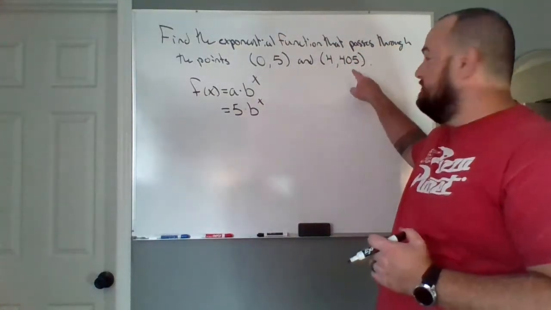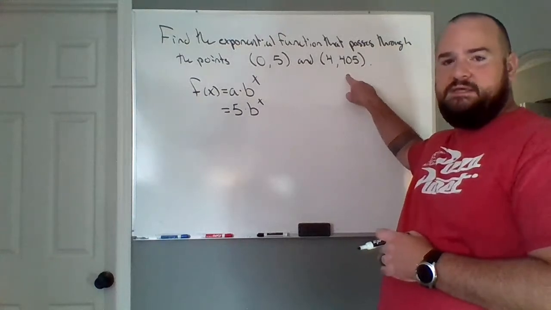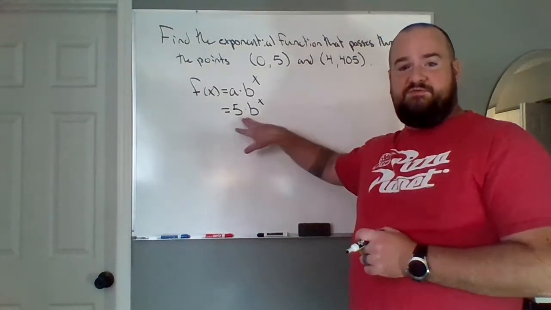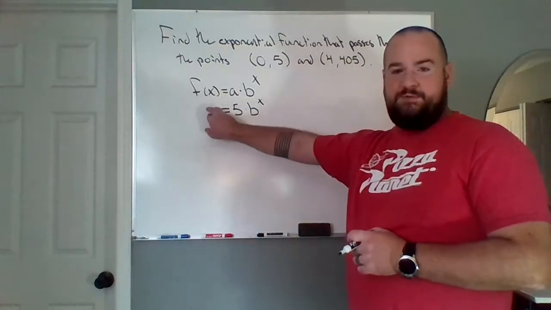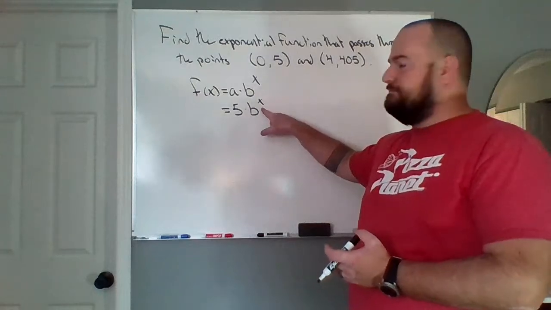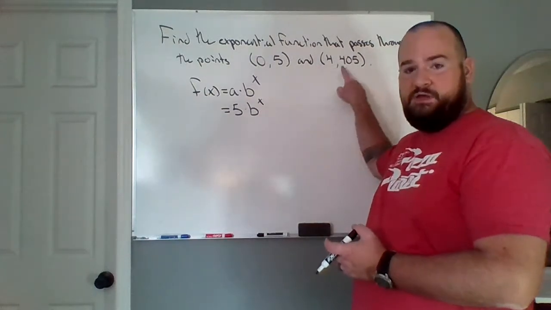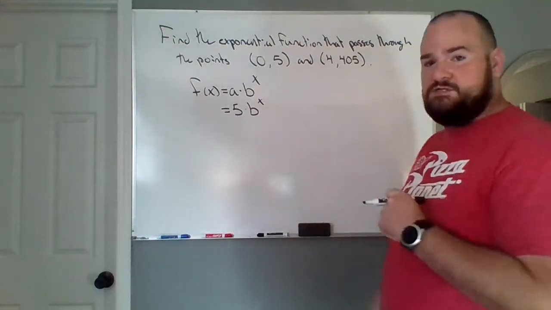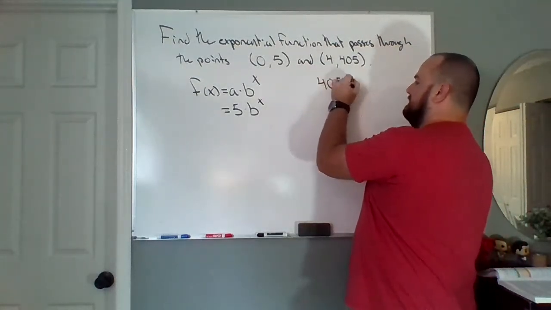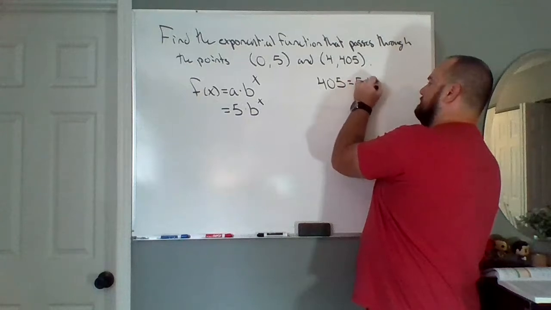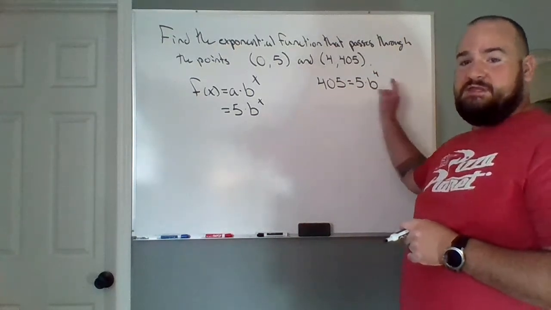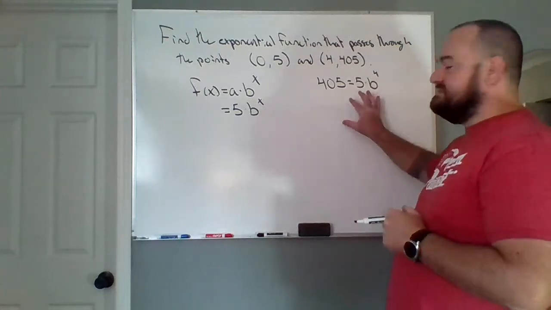Well, I use this point here. Because what I have here is essentially f of x equals 5 times b to the x. So I have the output equals 5 times some base raised to the input. If I know an input and output, I can create an equation. That's what we're going to do. So when the output is 405, that means that the input had to have been 4. So when the input's 4, we get an output of 405. This gives us an equation.